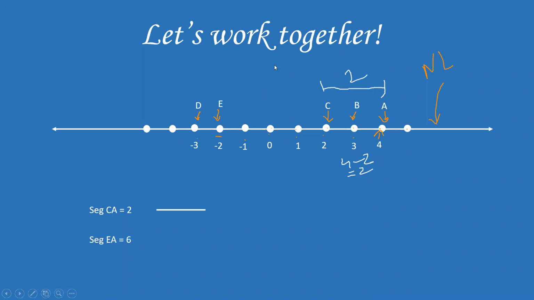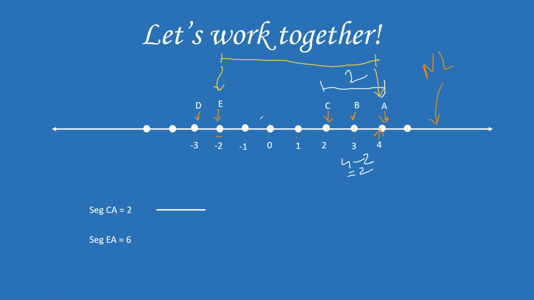The next one is segment EA. What is the length of segment EA? Come on, folks, it's on the screen. Give me the answer quickly. Segment EA means point E is over here and point A is over here. 6. Yes, thank you.